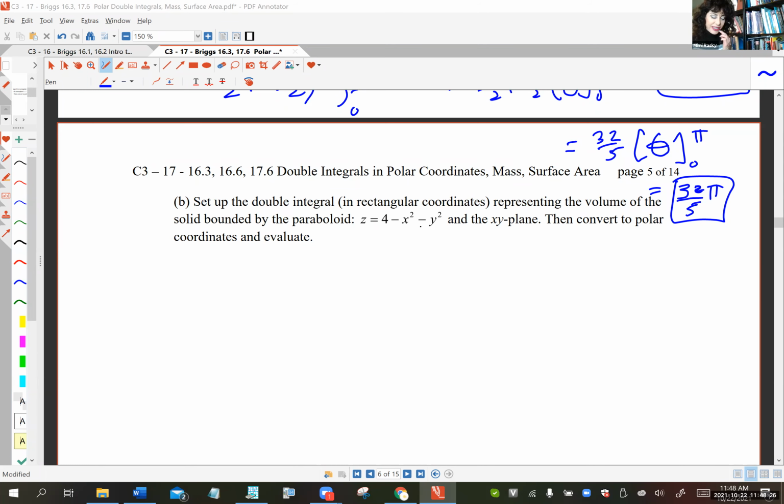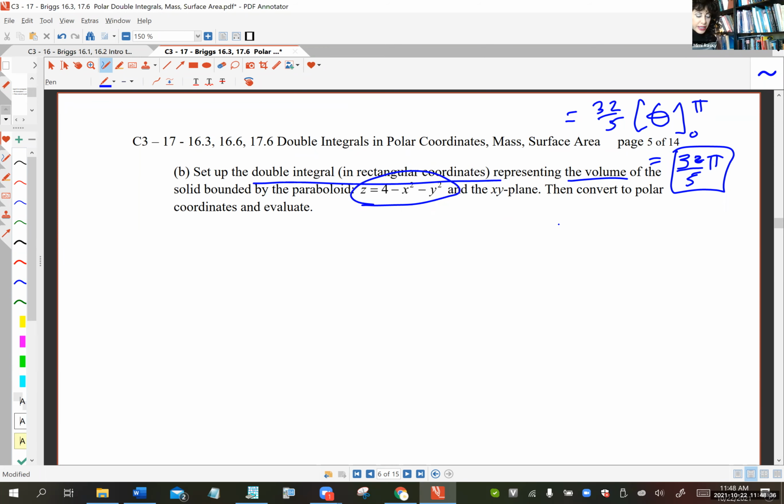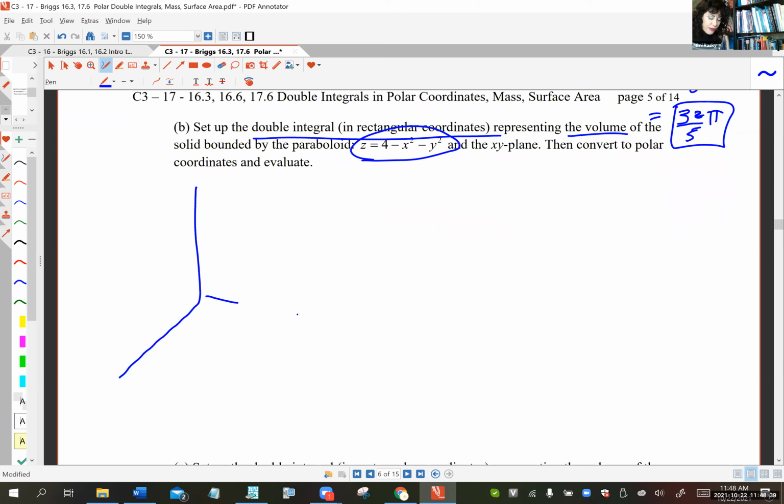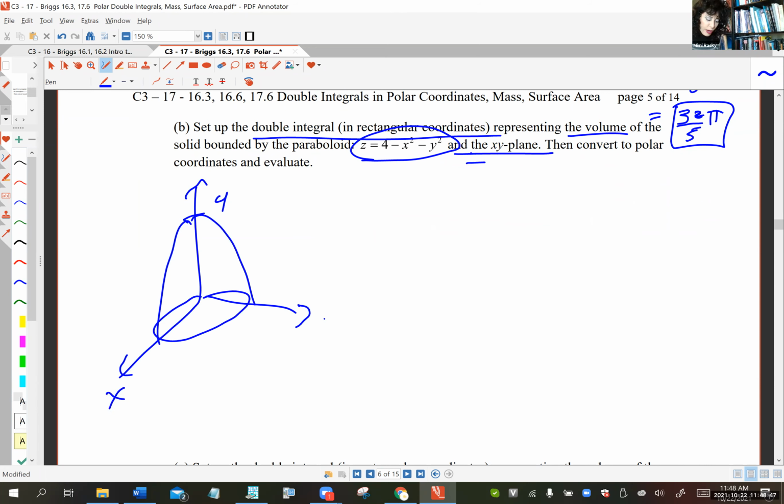So they want us to use a double integral in rectangular coordinates. We're going to set it up. That represents the volume of this capping surface. It's a paraboloid that's actually a downward facing parabola. You could go to GeoGebra and graph this. And it's bounded below by the XY plane. So the base of the solid is down here in the XY plane. So we want to find the volume of this solid. That's pretty nice looking solid.